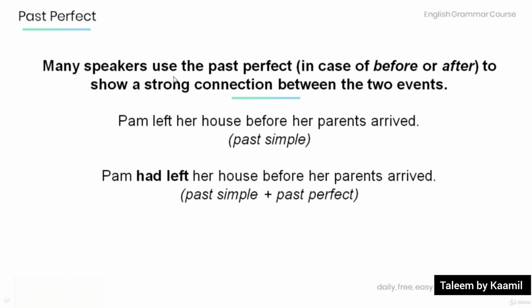Now, many speakers use the past perfect with before or after to show a strong connection between the two events. Have a look at the following sentences. Pam left her house before her parents arrived. Now, this sentence is in the past simple. And in this sentence, Pam had left her house before her parents arrived. Now this is the past simple plus past perfect.